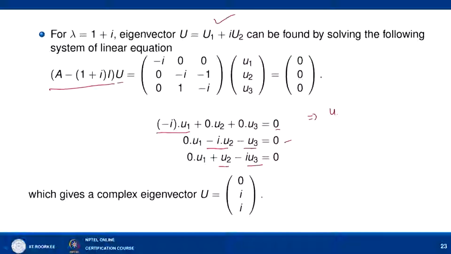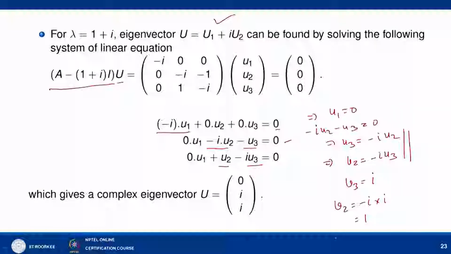The first equation gives you u1 equal to 0, and the second equation gives minus i u2 minus u3 equal to 0. So, u3 is equal to minus i u2, and the last equation is that u2 equal to i u3. So, let us take u3 as 1, and you can find u2 as i here, and you can check whether it is satisfying. u3 you are getting as minus i into i, so that is 1 here. So, it is satisfying.